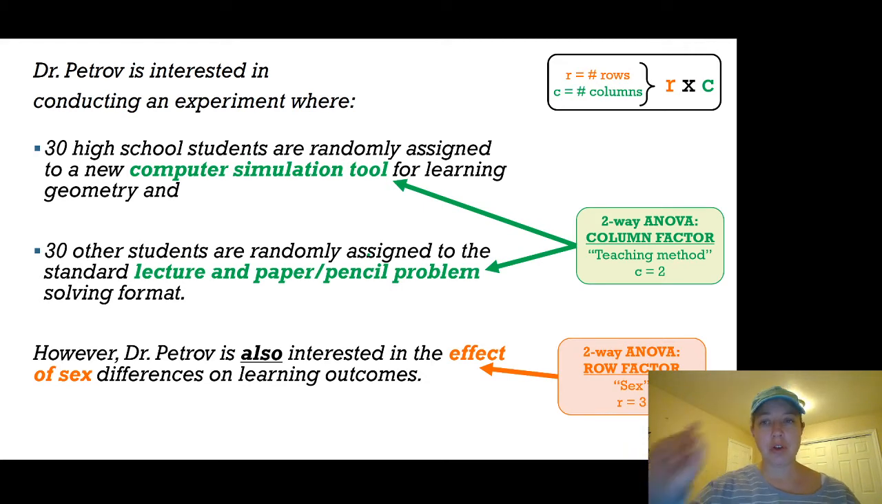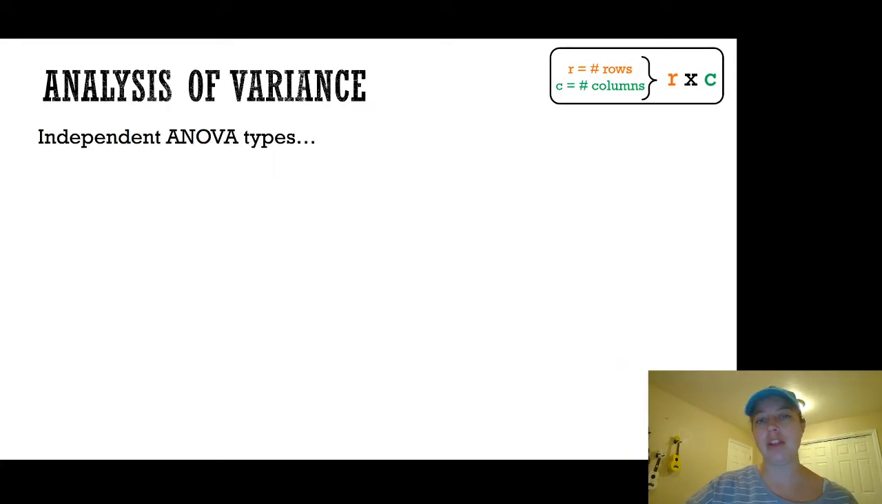So up here in the corner, I've put, and I'm going to use this color scheme for the whole slideshow, orange for rows, green for columns, R by C. So if we were in this situation where we had two teaching methods and say we had 3 sexes, that would be a 2 by 3 ANOVA. But if we had specified the variables in the other order, it would be a 3 by 2. 3 by 2, 2 by 3, it just depends on which order we're specifying the variables. There's no right way to know which one, and the results will be the same either way. It'll just be your interpretation. You'll need to know which is which.